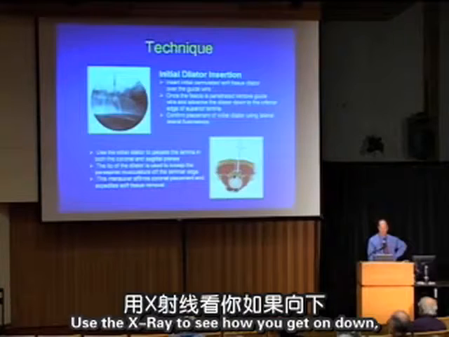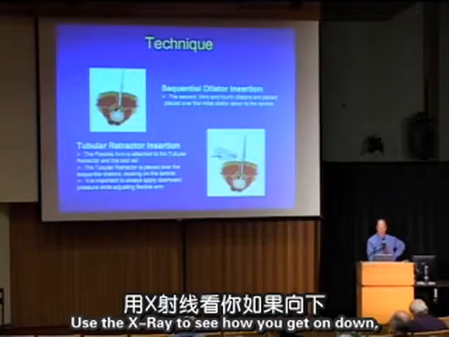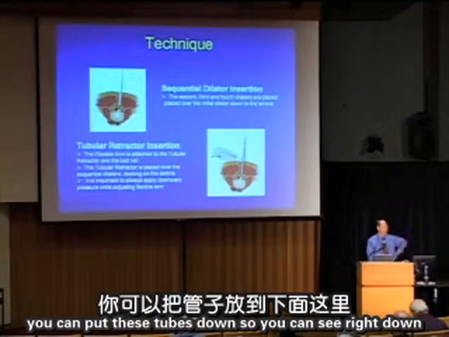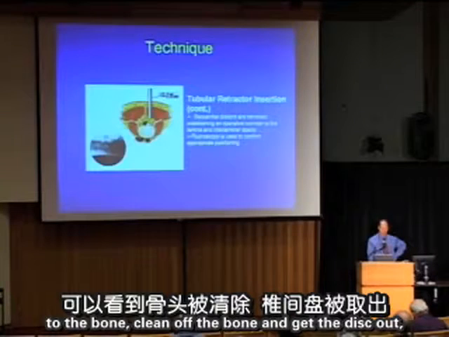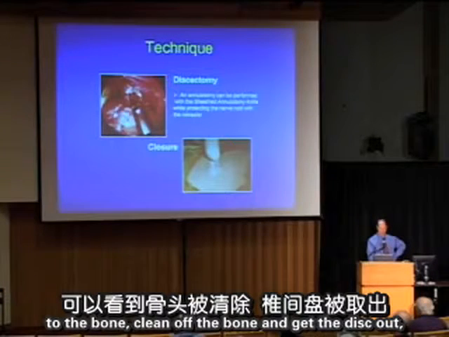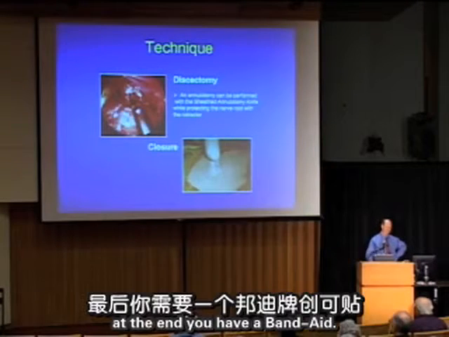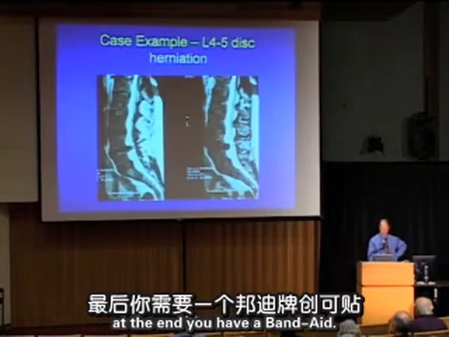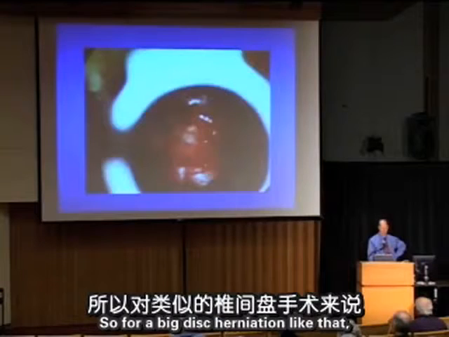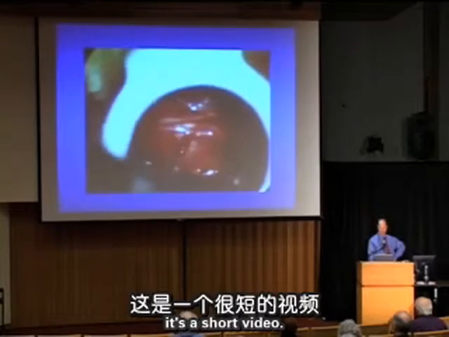You use the X-ray to see how you get on down. You can put these tubes down so you can see right down to the bone, clean off the bone, and get the disc out. At the end, you have a Band-Aid. So for a big disc herniation like that, this is a short video.